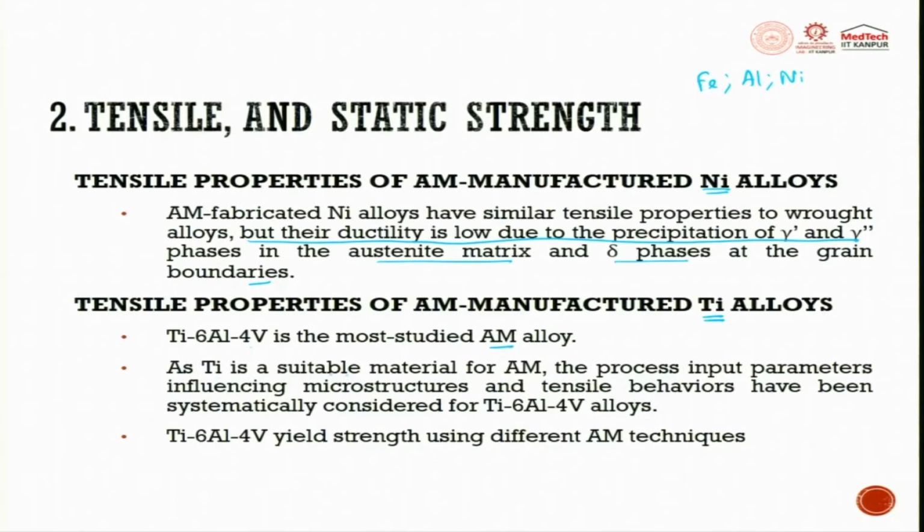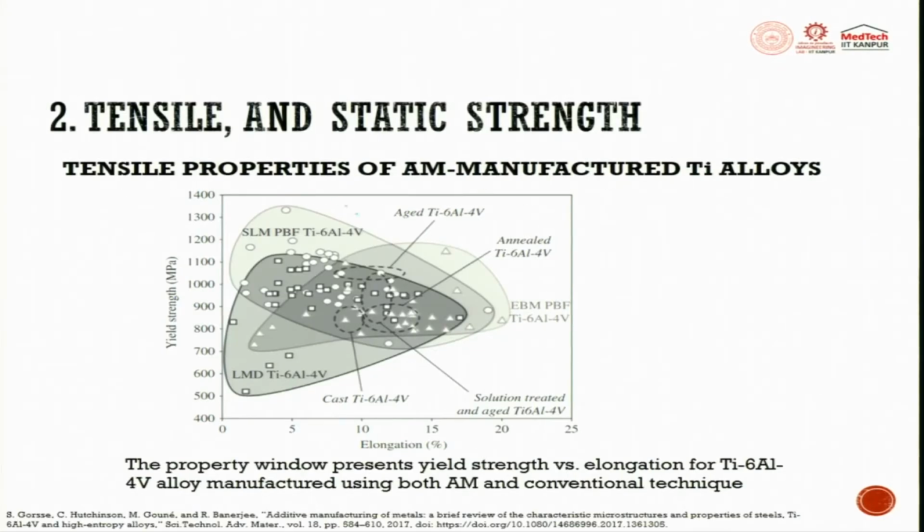As Ti is a suitable material for additive manufacturing, how the process input parameters influence microstructure and tensile behavior has been systematically considered for Ti6Al4V. Yield strength differs between AM techniques. So, this is comparing different techniques which are used for Ti6Al4V. You can use the selective laser melting technique, which is powder bed fusion.